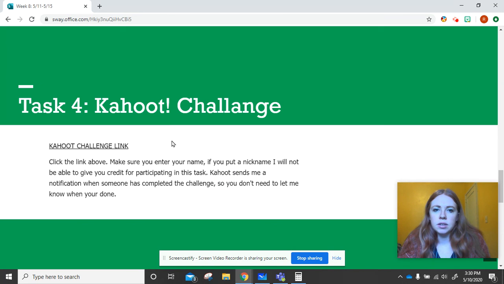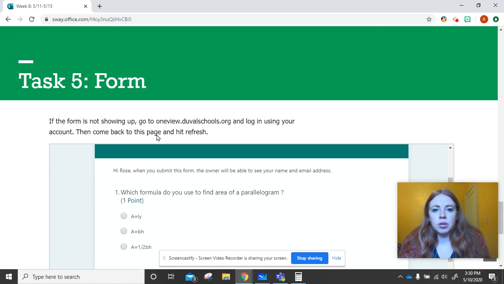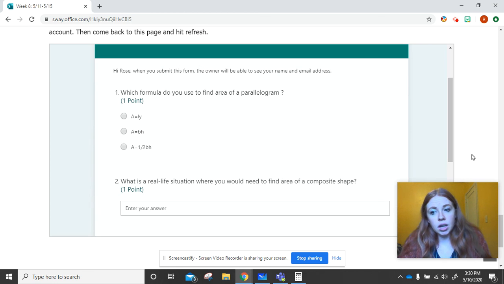And your last task for this week is a form. So if it's not showing up, you need to make sure you go to your OneView account and sign in, and then come back and hit refresh. If you have any questions, you can come find me on the Southside homeroom page.